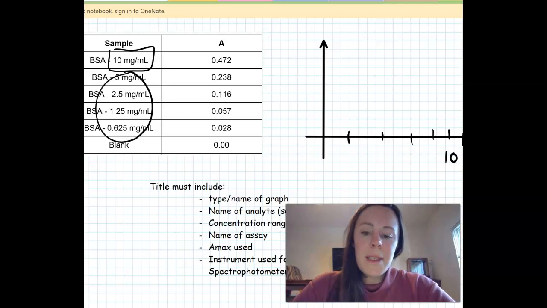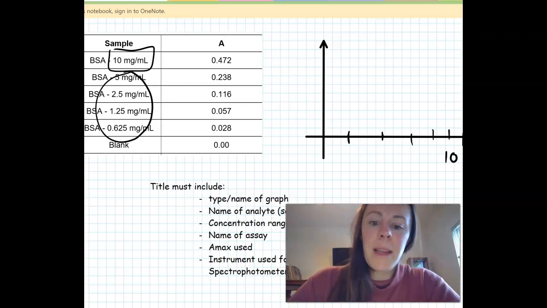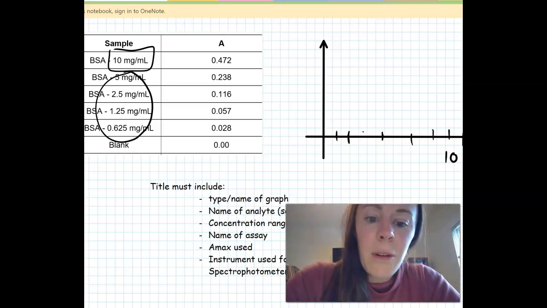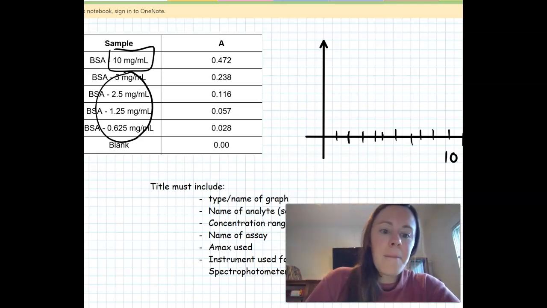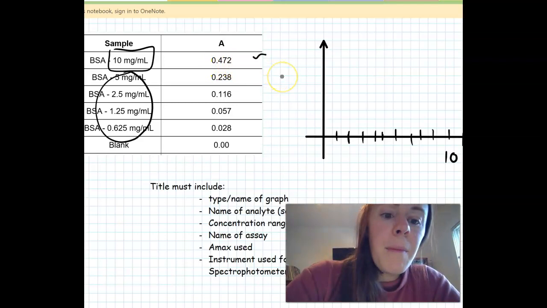So all we have to do is evenly space it. It would make sense to go up by 1, 2, 3, 4, 5, all the way up until we get to 10, okay? And just make sure that all those ticks are evenly spaced on your x-axis, okay? Same thing for absorbance on your y-axis. I'm not going to be influenced by the specific values that I have collected. I'm going to look at the highest one. It's 0.47, and I'm going to round it up to 0.5.